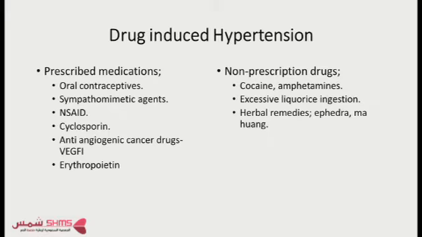There are certain drugs which induce hypertension and probably make the blood pressure uncontrolled. These are the drugs we should be aware of. Many of them are prescribed, and there are also non-prescribed ones, like cocaine and so on.